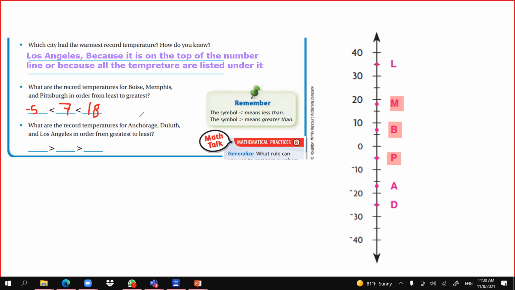Now who wants to answer the next one? Yes, Sama. What are the record temperatures for? Now, you want to compare between Anchorage, Dulce, and Los Angeles from greatest to least.